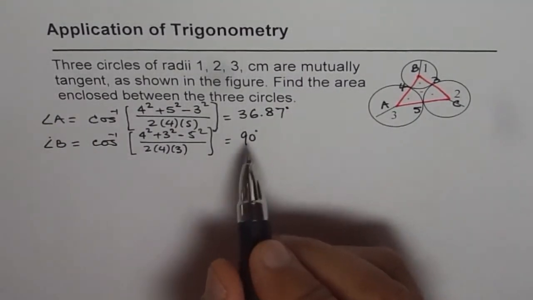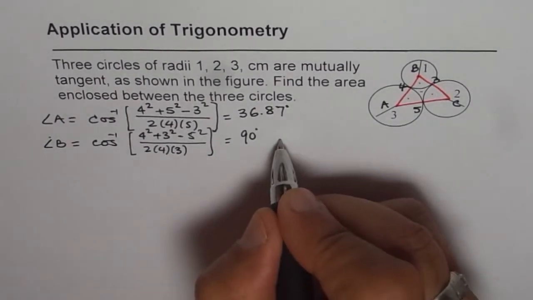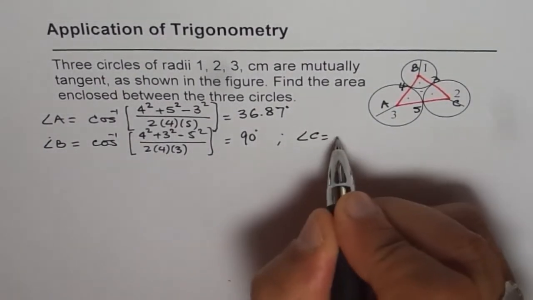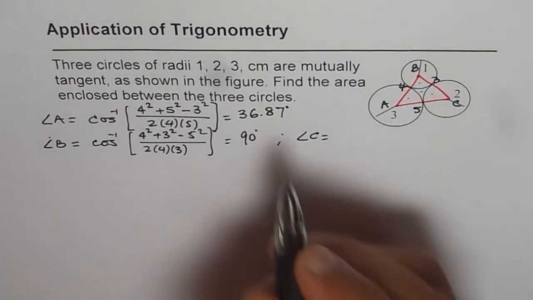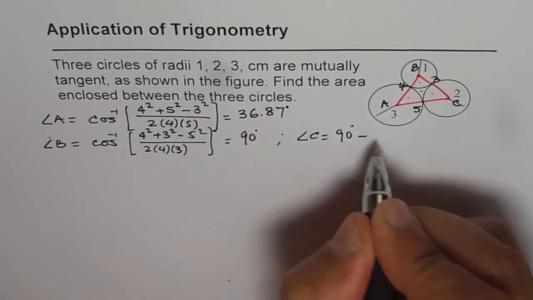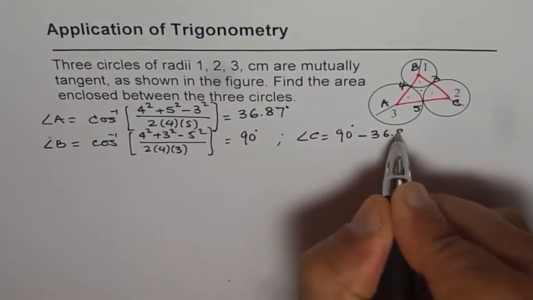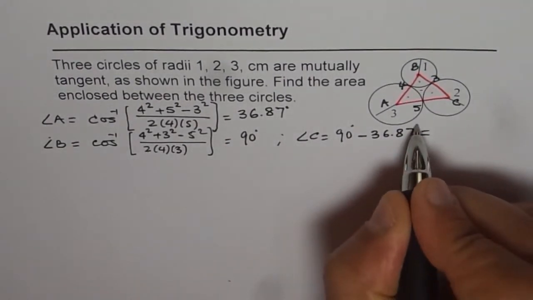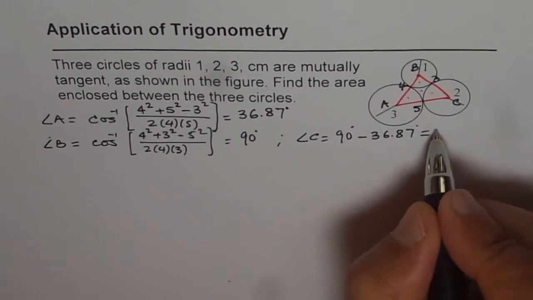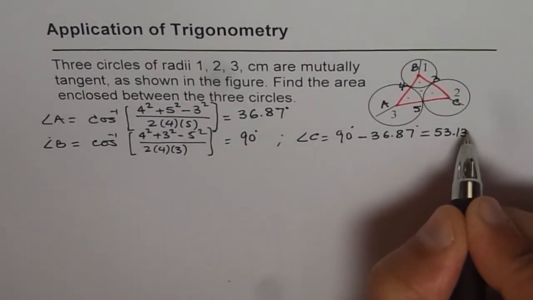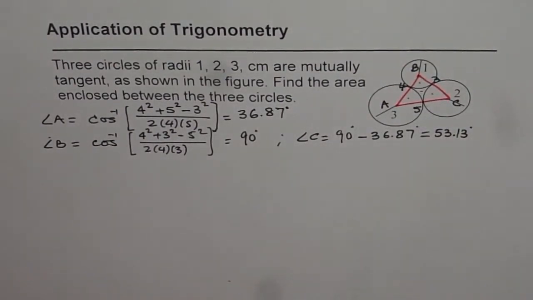Now we know angle A and angle B. We can find angle C, right? Angle C is equal to 180 degrees minus 90 minus 36.87, or we can write 90 degrees minus 36.87, which is equal to 53.13. So we have found the three angles.